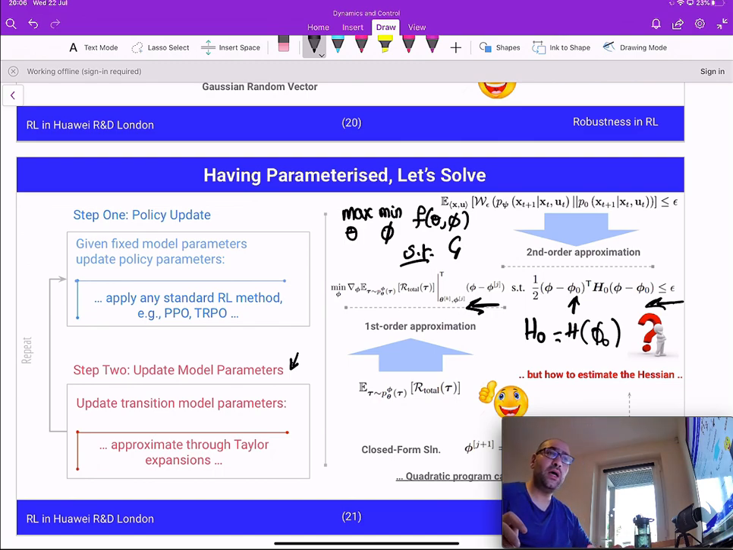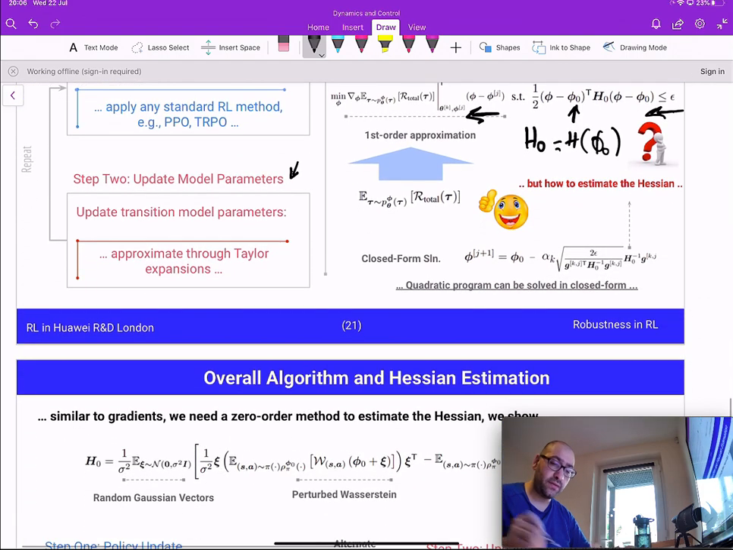Now, assume we know how to compute the Hessian. Why is this cool? What we did is cool because you can actually get a closed form solution to this problem. This is nothing but a quadratic program which can be solved in closed form, and the solution will look something like this. If you look at this equation, you realize this is very, very close to TRPO, but instead of the Fishers, we will have these Hessians.